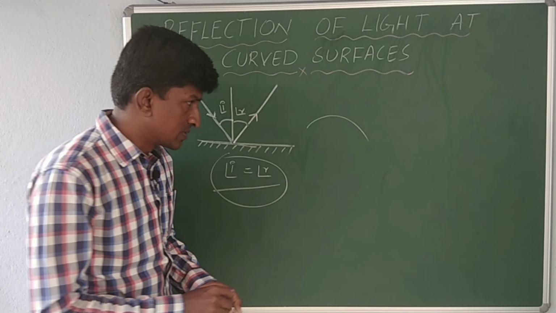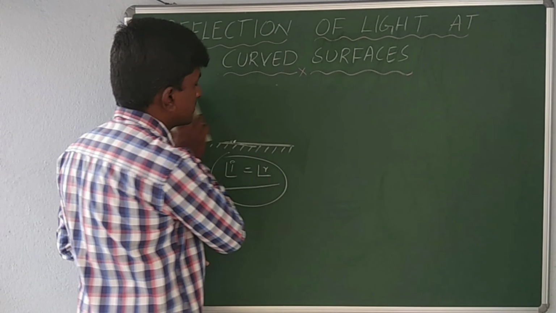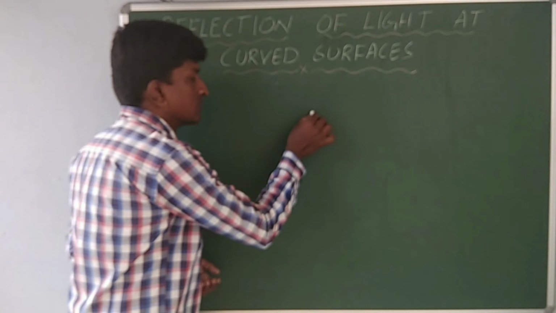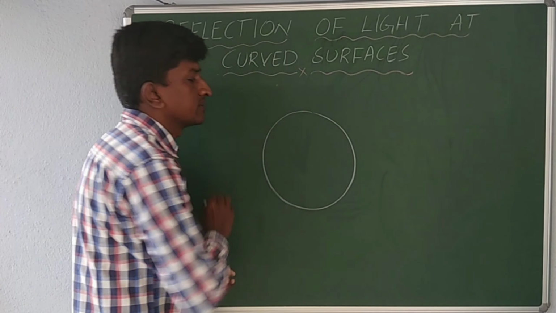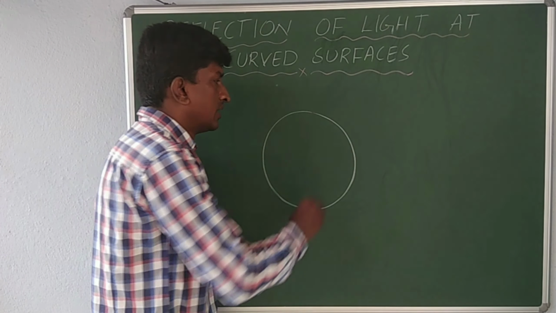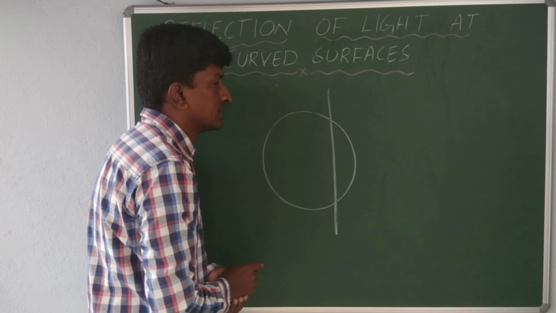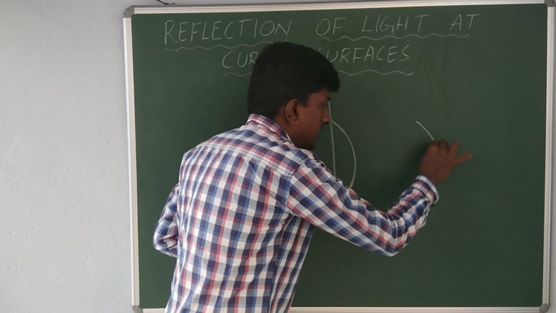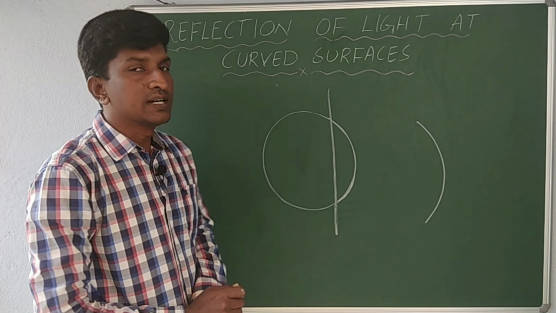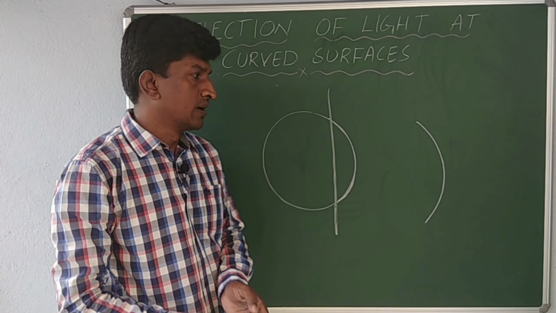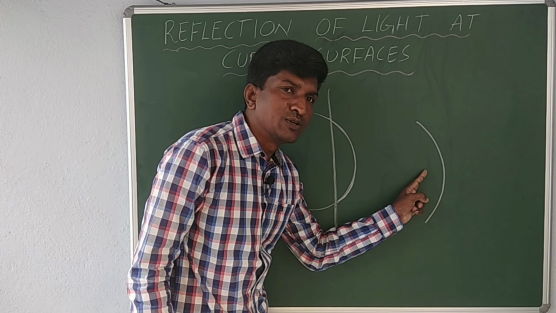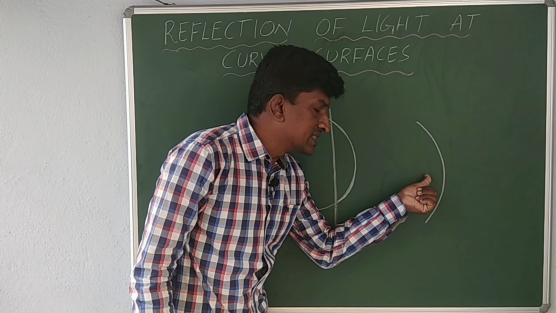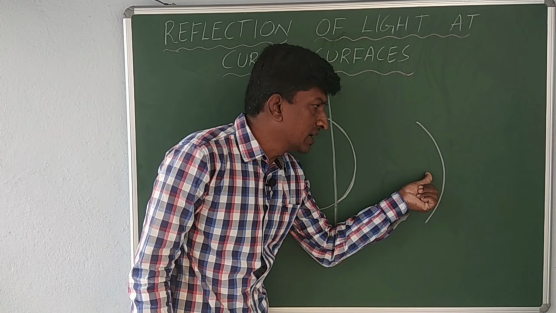Generally these curved surfaces are prepared from a sphere. Let us take a hollow sphere, and if you cut some part and separate this part from the sphere, then this is the surface, and this surface is said to be a curved surface. If we convert it into a mirror, then it is said to be a curved mirror.